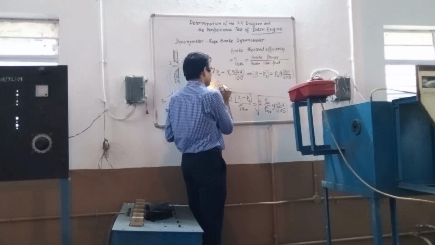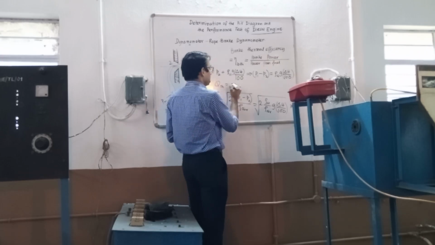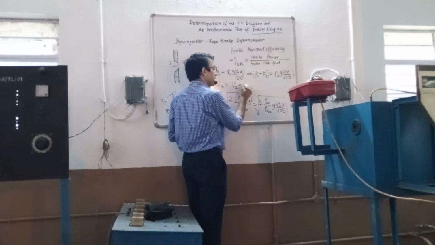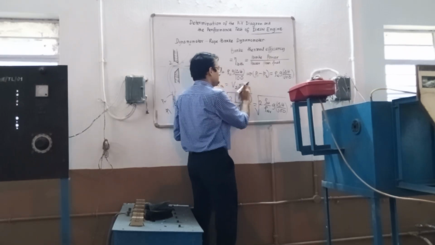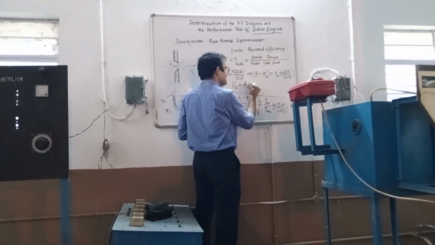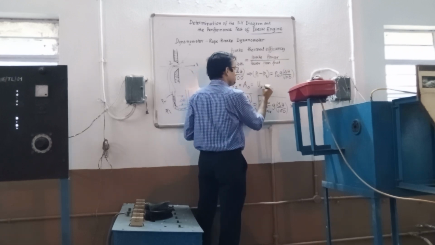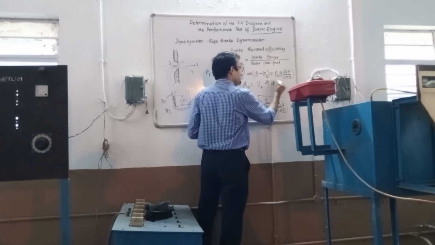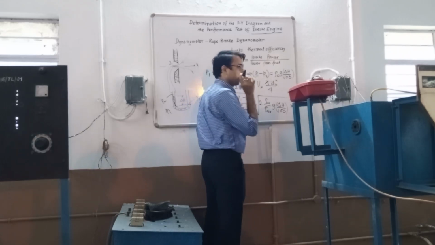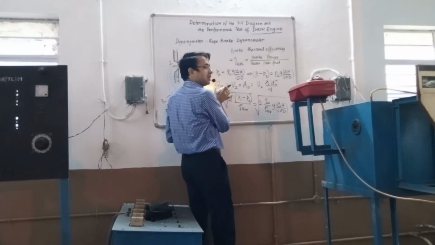Q theoretical, the flow rate through the orifice, is equal to V2 multiplied by the area of the orifice. Area means pi d square by 4, so V2 into pi d square by 4. Therefore, this is the theoretical discharge.